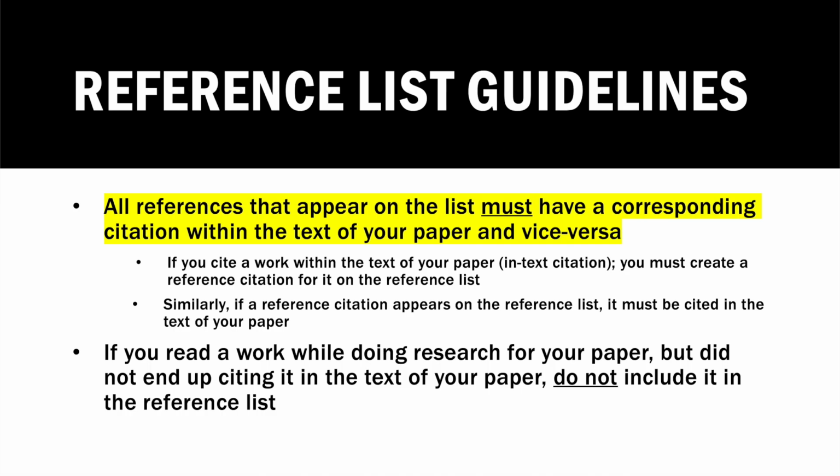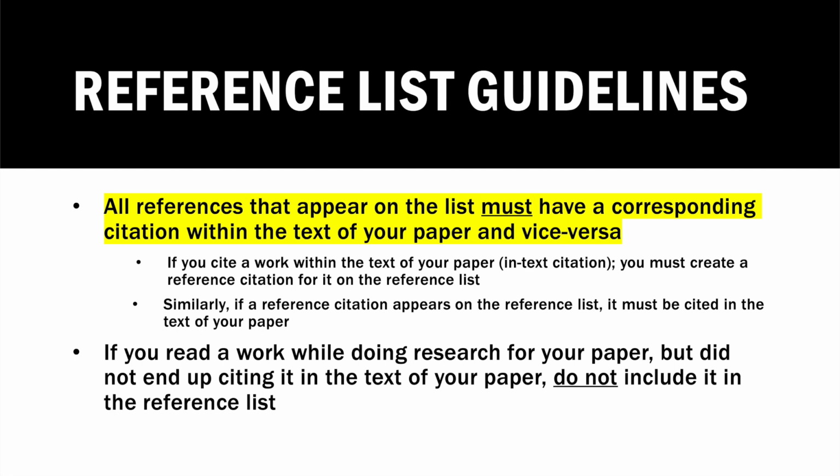Reference list guidelines. All references that appear on the list must have a corresponding citation within the text of your paper and vice versa. This means that for every citation that is included in the reference list, there should be a corresponding in-text citation. If you cite a work within the text of your paper, you must create a reference citation for it on the reference list. If you have a work listed on the reference list, you must cite it in the text of your paper.